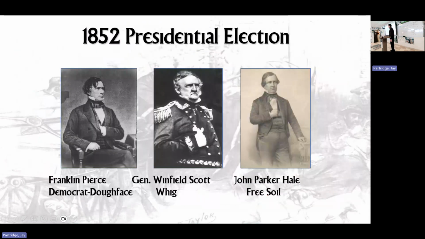The 1852 presidential election. The Democrats are riding a wave of euphoria. They saved the Union. Franklin Pierce was called a doughface. He was from Maine. A doughface meant a Northerner who supported pro-slavery policies. And the Democrats were riding this wave of 'we saved the country with Stephen Douglas.' The Whigs tried one more time for the war hero, Winfield Scott. And the Free Soil Party picked Hale, but they lost their thunder after the compromise. And remember, third parties do not do well in the United States.